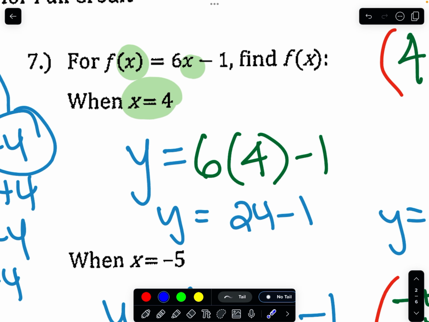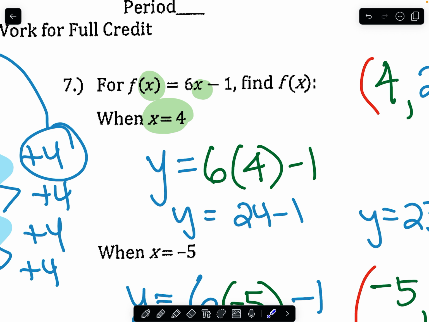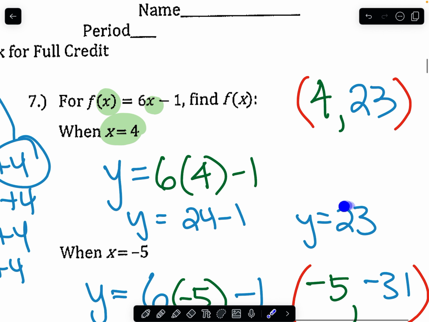On number 7, we've represented this with the Play-Doh machine today, just talking about functions, and a function is like a machine. This is our machine here. We're finding out that y is always dependent on what the x value putting it into the function is. So f of x is the same thing as y, and we're seeing that it's 6x minus 1. If x is 4, then we would substitute that in and we get 24 minus 1, which is 23.